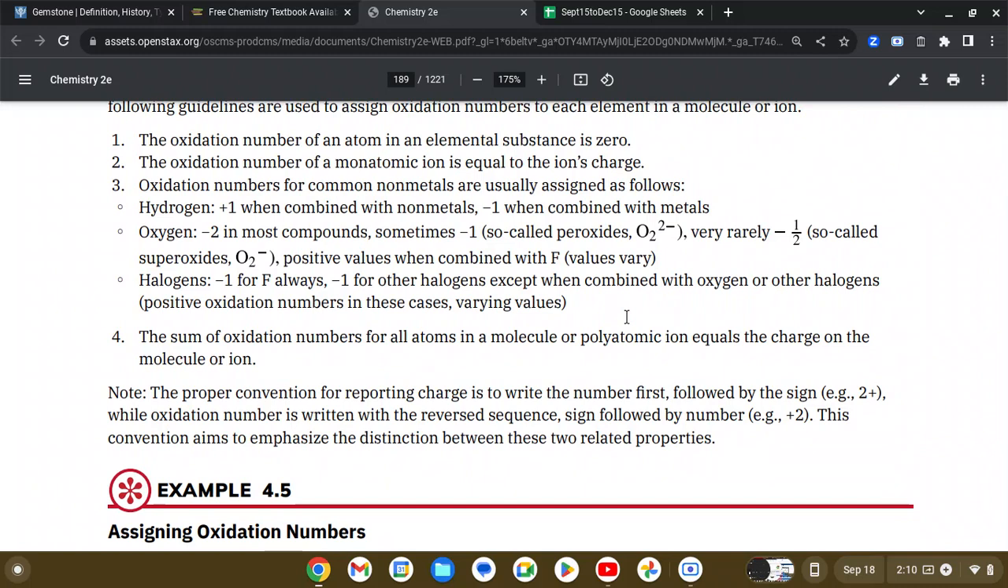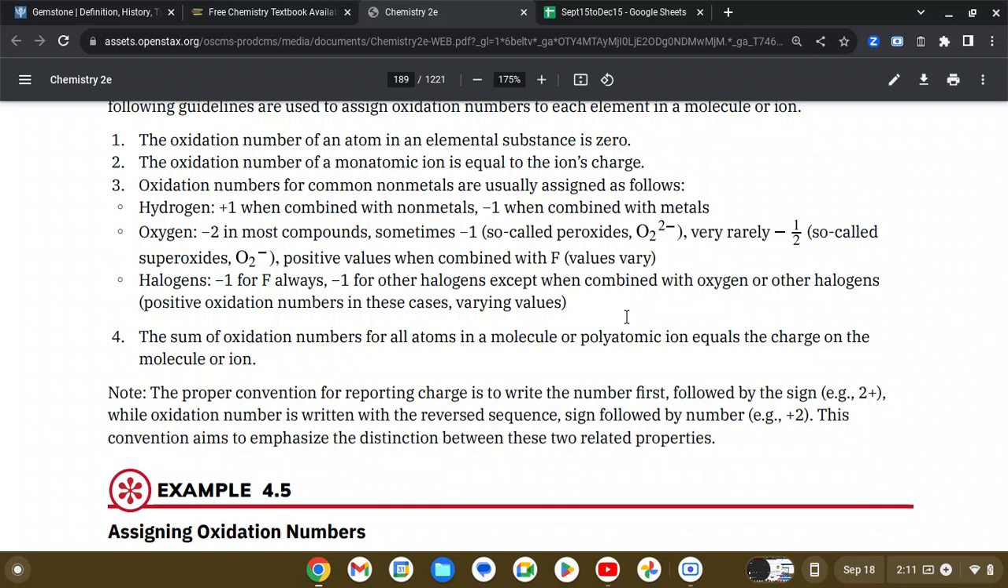Hydrogen: +1 when combined with nonmetals, -1 when combined with metals. Oxygen: -2 in most compounds, sometimes -1 in so-called peroxides, O2 2-, very rarely -1/2 in so-called superoxides. Positive values when combined with F, values vary. Halogens: -1 for F always, -1 for other halogens except when combined with oxygen or other halogens. Positive oxidation numbers in these cases, with varying values.